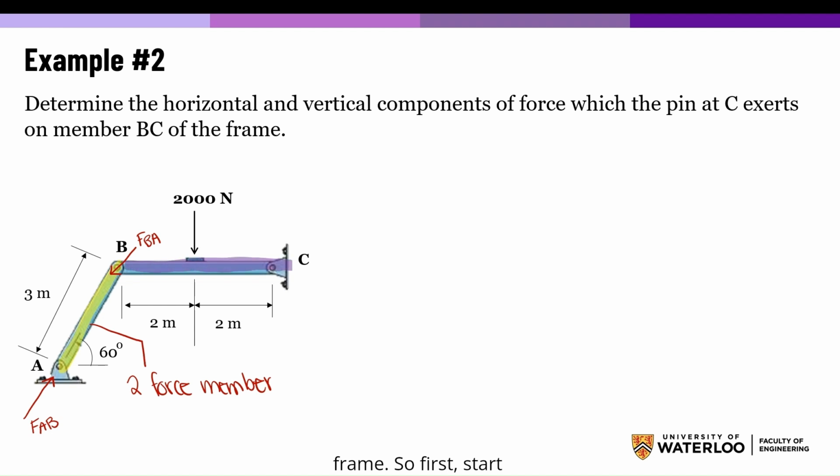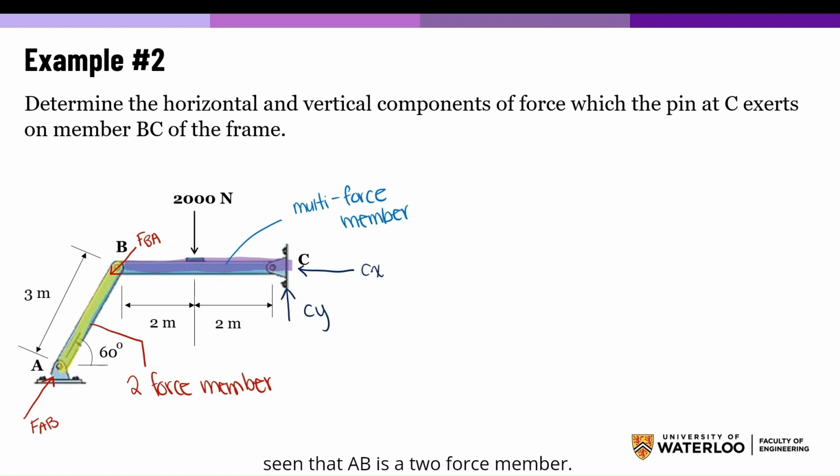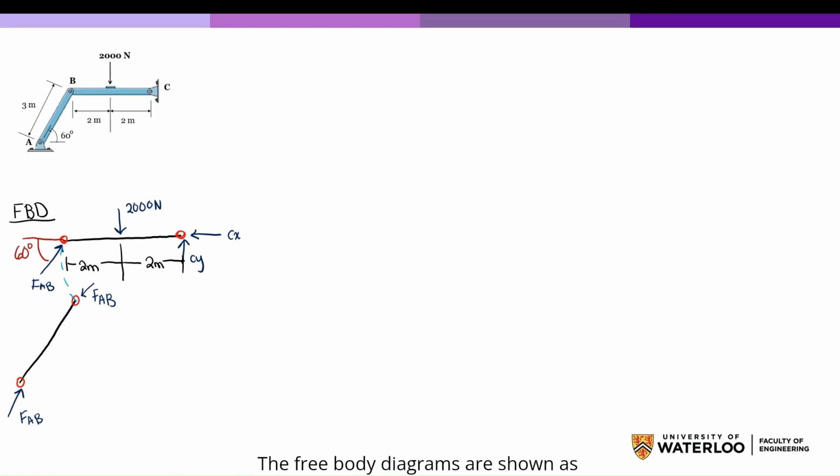So first, start off with drawing out your free body diagrams. By inspection, it can be seen that AB is a 2-force member. The free body diagrams are shown as such. Next, we're going to apply the equations of equilibrium. The 3 unknowns can be determined by applying the 3 equations of equilibrium to member CB.